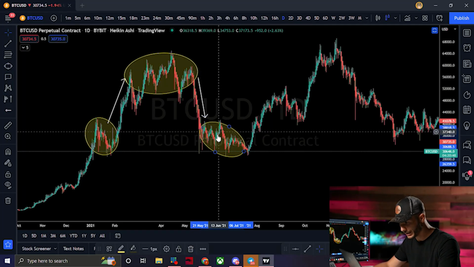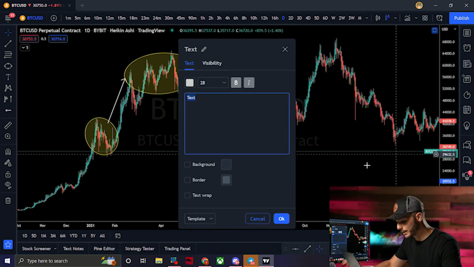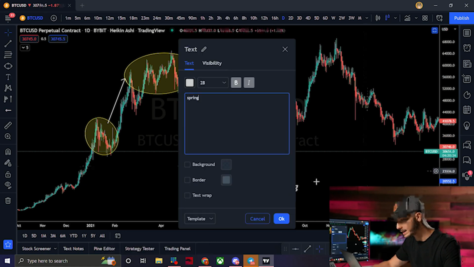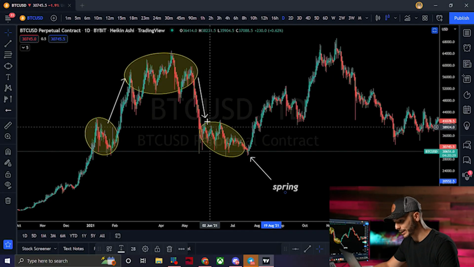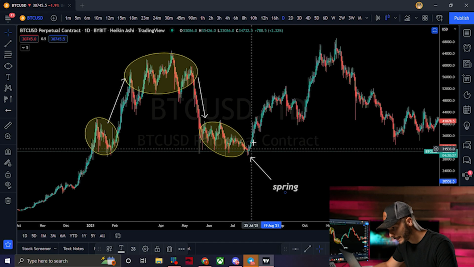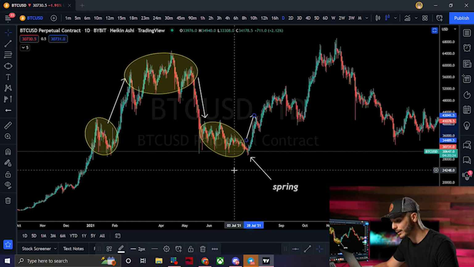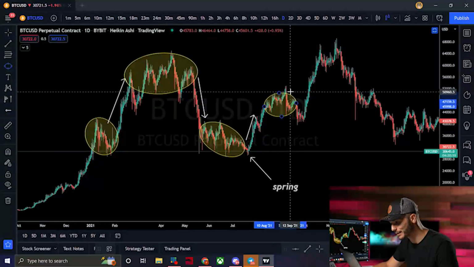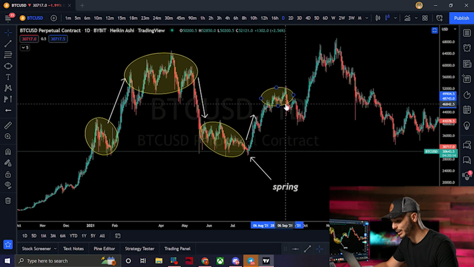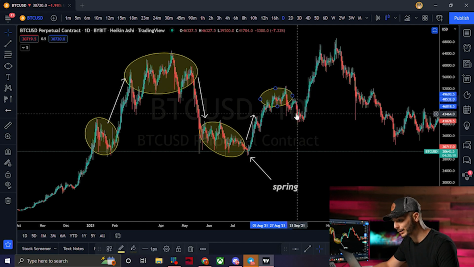So you have your accumulation phase, and then you have that lower low. This would be your spring, right? So you make a lower low, and then, so accumulation, spring, then you have another markup right here, and then into another distribution phase right here. You could call this like a little mini distribution phase right here with another little markdown.